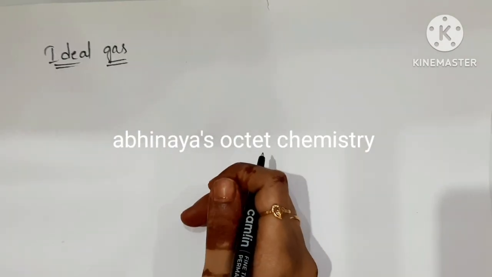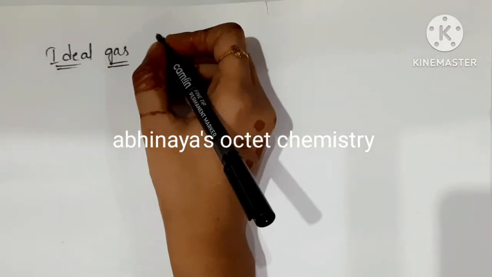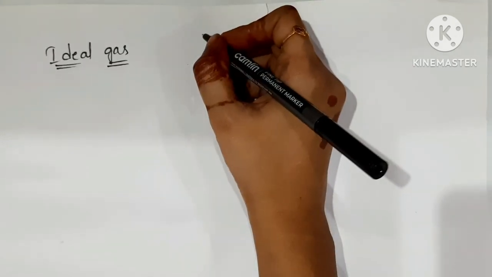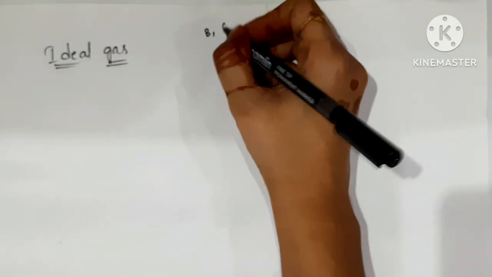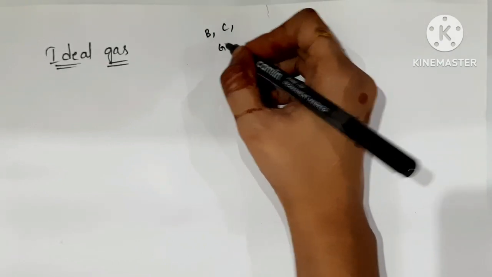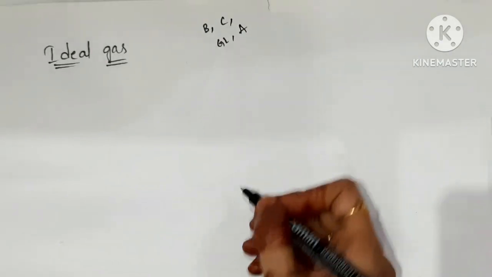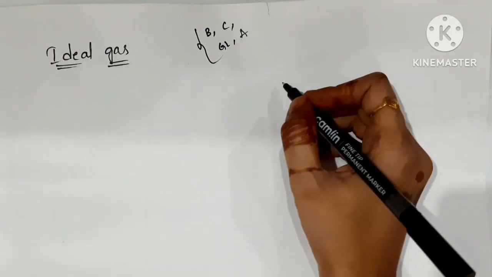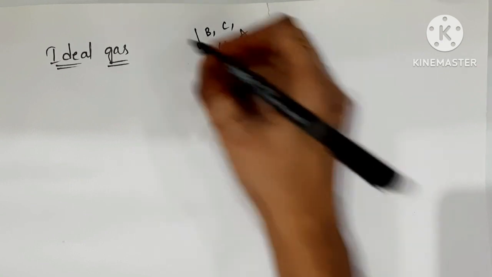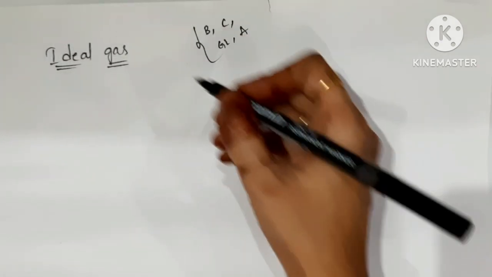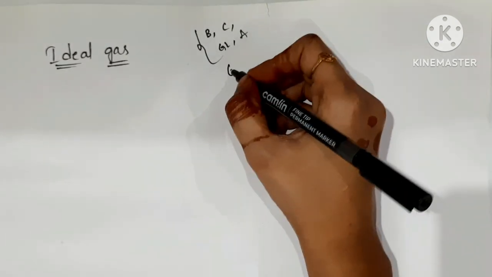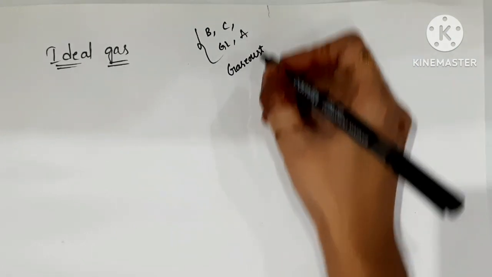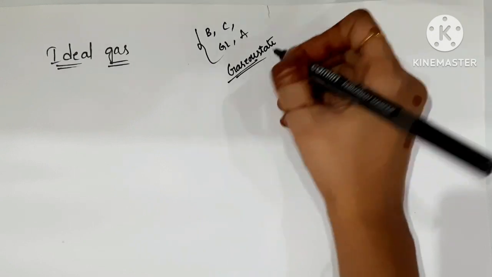In this video I am going to explain about ideal gas and the ideal gas equation. In my last video I have already told you about Boyle's law, Charles' law, Gay-Lussac's law and Avogadro's law. All these are gas laws, right? That means all these laws explain the behavior of the substances present in the gaseous state.